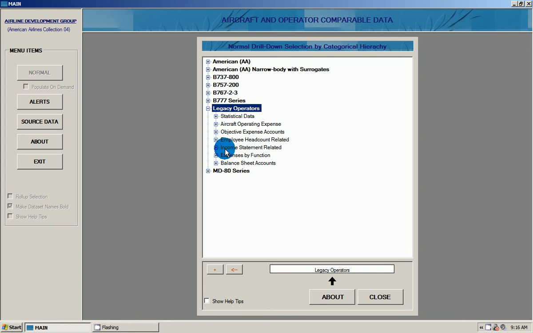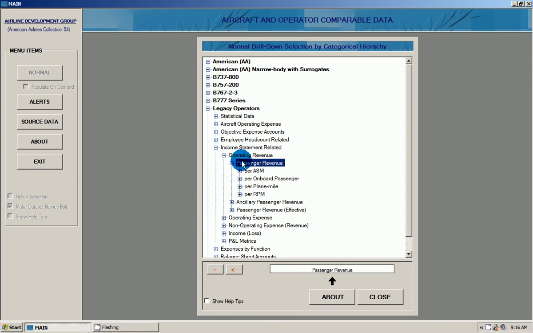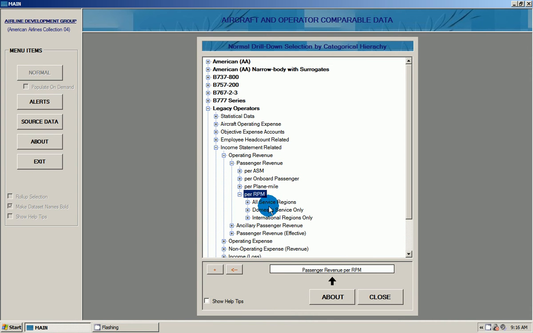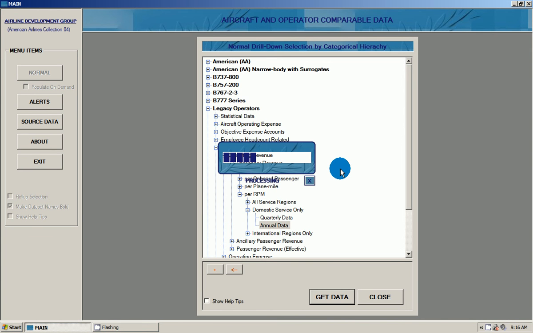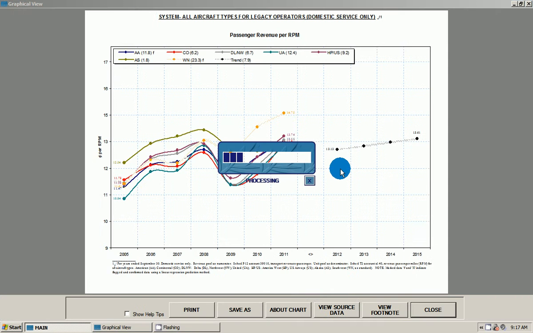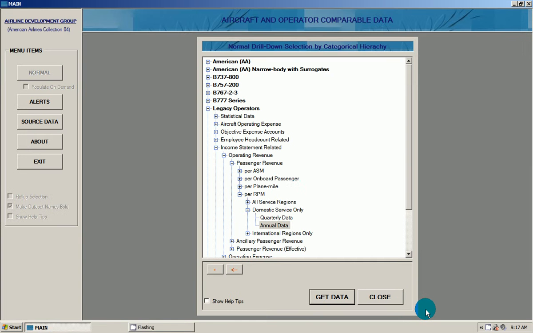moving to legacy, income statement, operating revenue. Let's see what this looks like against its comparables. Domestic service, annual. We're looking at the annual data now. Here it is, and here's American Airlines right at mid-range. Looks like around 13 cents per RPM.